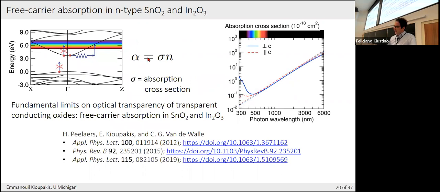Again, we're looking for the absorption coefficient. And just like the conductivity is proportional to the doping of your material, so is the absorption. The absorption is proportional to the doping. The more carriers there are, the more they absorb. And the proportionality is the absorption cross-section. So that's what we calculated for tin oxide. Again, this is for sub-band gap photons, which here includes the visible.